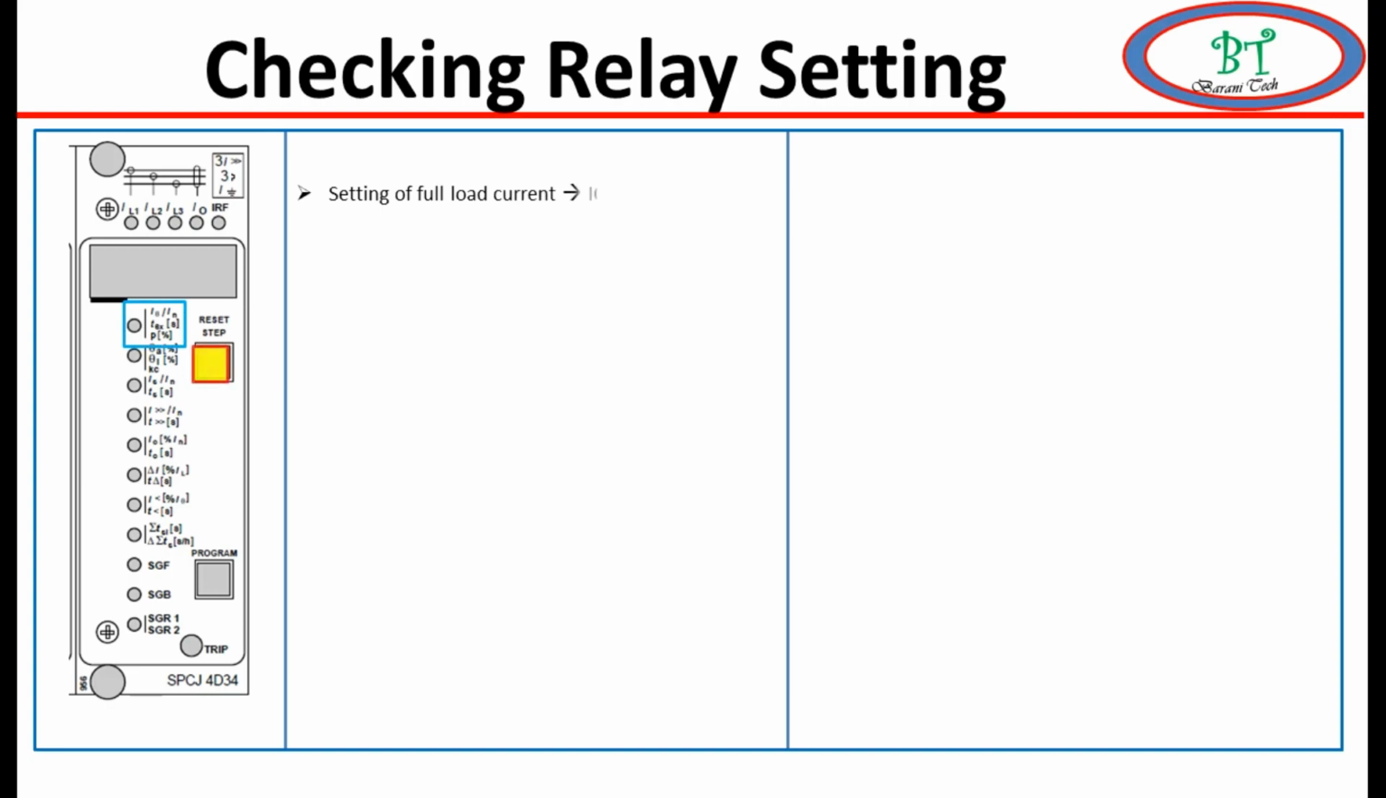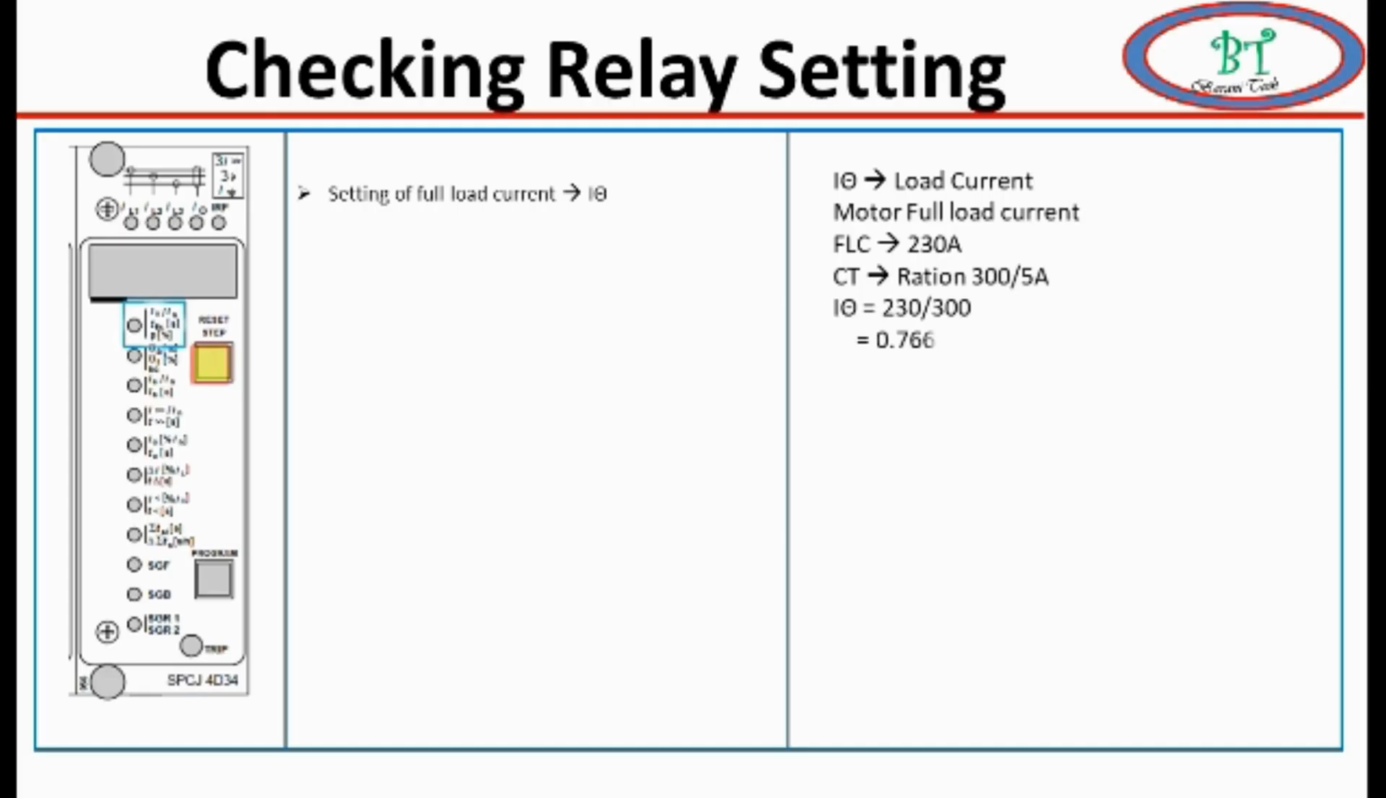Let us consider the motor full load current is 230 amps and the CT ratio I am considering is 300/5 amps. So Iθ equals 230 divided by 300, which is 0.766. Here we need not consider the secondary current. So we have to set the value 0.766 on the relay over here.